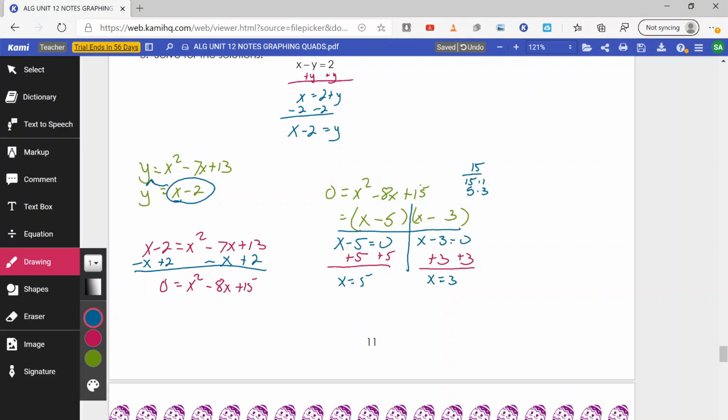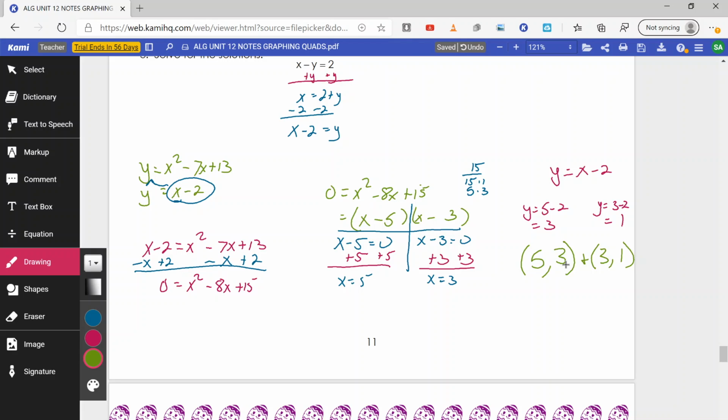So now that I know the two x values, I'm going to plug them into the linear equation to figure out the y values. So we know y is equal to x minus 2. So in one case, we have y equals 5 minus 2, which gives me 3. In the other case, it's 3 minus 2, which gives me 1. So the 2 points: when x is 5, I get an answer of 3, and when x is 3, I get an answer of 1. So those are the 2 points of intersection of this quadratic linear system.